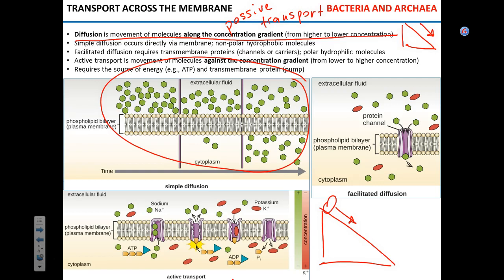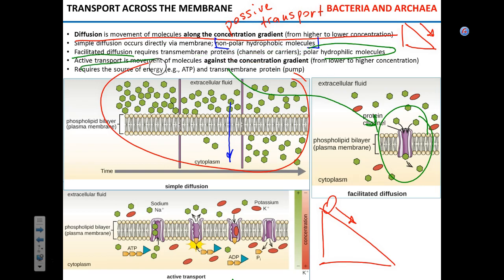Okay, so simple diffusion is the diffusion of nonpolar, hydrophobic molecules. Since nonpolar hydrophobic molecules can cross the membrane directly, we call it a simple diffusion. If there is a need to transport polar, hydrophilic molecules, we need to use facilitated diffusion, which requires transmembrane proteins, such as channels or carriers.